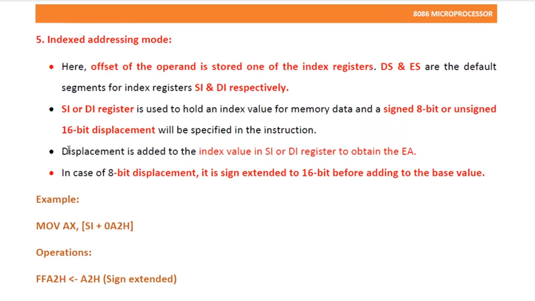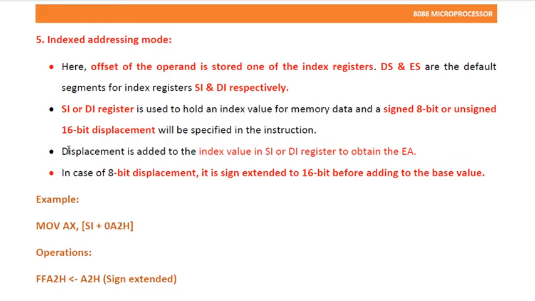Now the next addressing mode that we have is called indexed addressing mode. Here the offset of the operand is stored in one of the index registers. You have two index registers, SI and DI, so the offset of the operand is stored in either SI or DI.